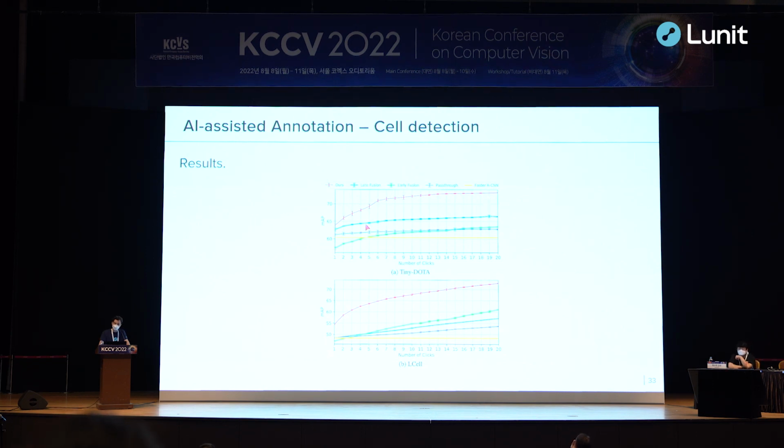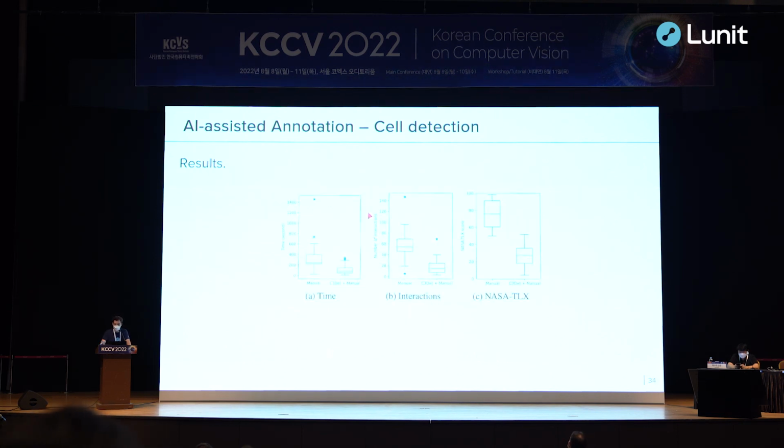And what we can see is that in both natural images and the cell images, the performance increases with the number of clicks. And this is really good, because this means that as the annotator puts in more clicks, the proposed annotation gets closer to the ground truth. So it improves the quality of the annotation.